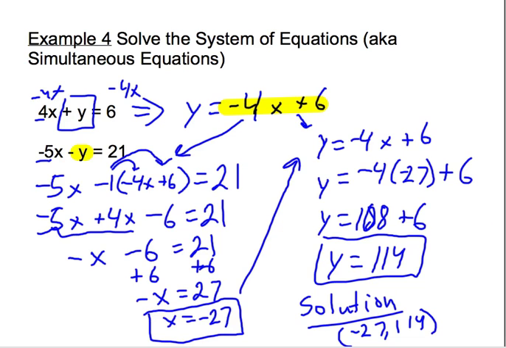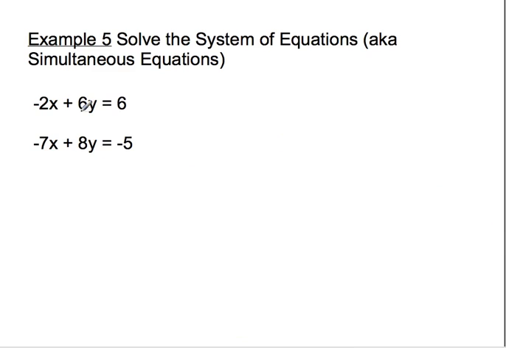Okay, one last example. If you look at this one, we have coefficients in front of all the variables, so we're going to have to do a few more steps. And if you look closely, I think the easiest one to solve for would be the x in the first equation, because I can divide the other numbers by 2. I won't get a fraction. So let's go ahead and do that.